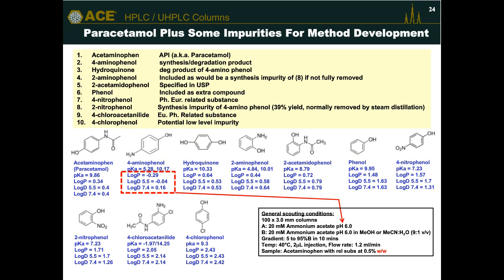So this is a good example, whereas ordinarily we always use acidic mobile phase, which is normally ammonium formate at pH 3. In this example, we're using ammonium acetate at pH 6.